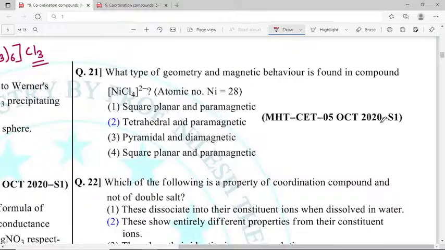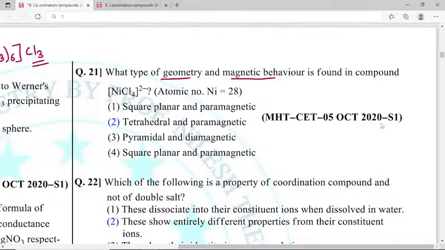What type of geometry and magnetic behavior is found in the complex NiCl4? So NiCl4 is obviously tetrahedral. By using only geometry, you can find out here. Tetrahedral. And next, is it paramagnetic? So it contains unpaired electrons. So unpaired electron present.